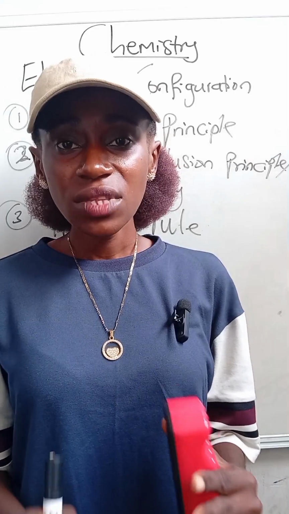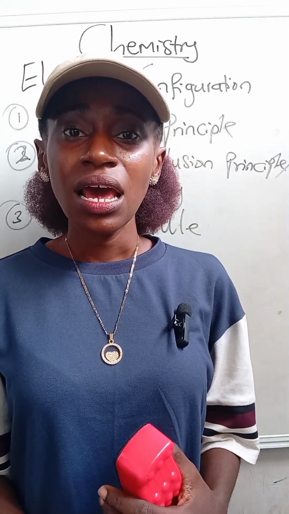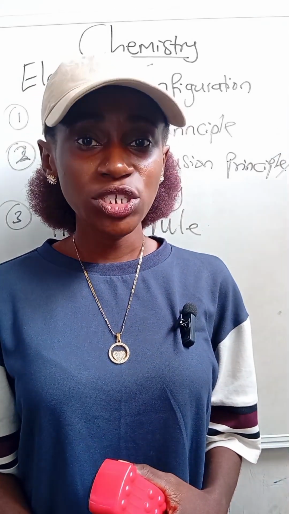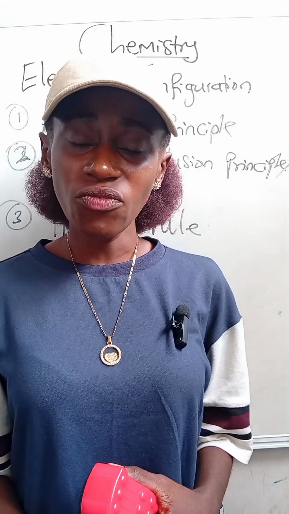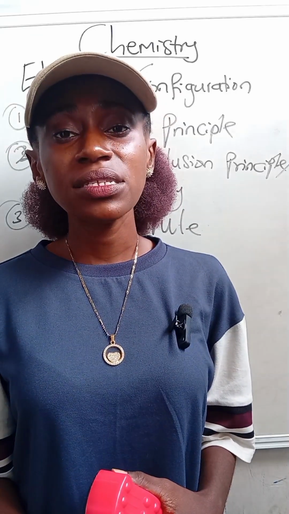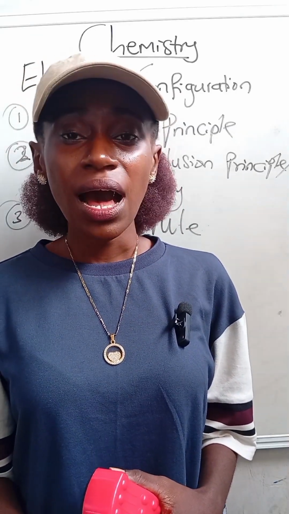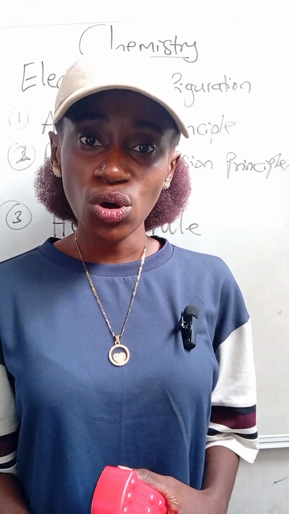And then the principles guiding electron configuration. I mentioned three. The first one is the Aufbau principle, the second one is the Pauli exclusion principle, and the third one is Hund's rule.